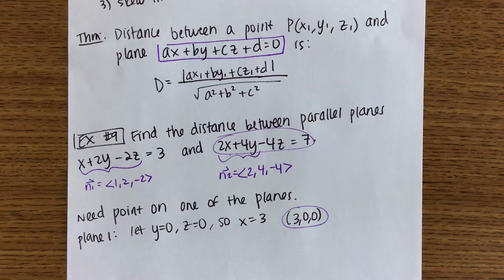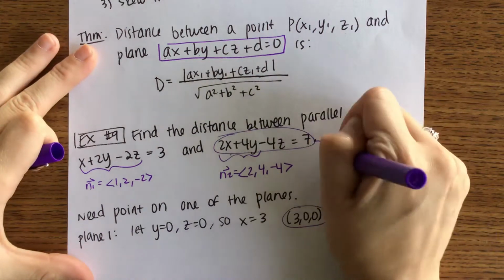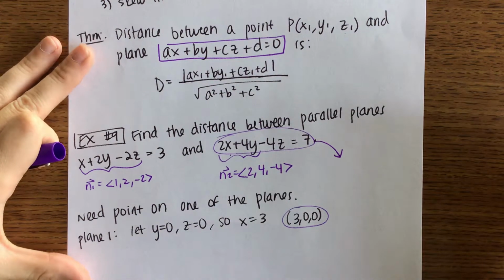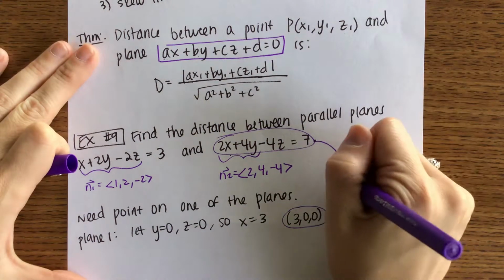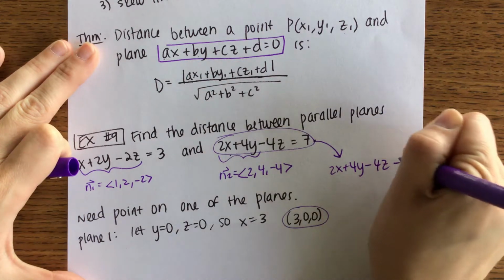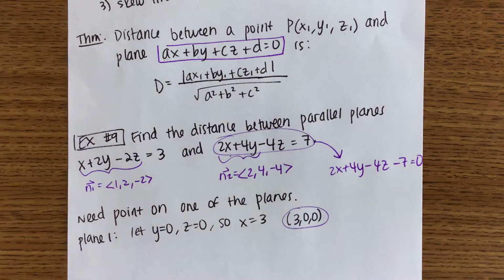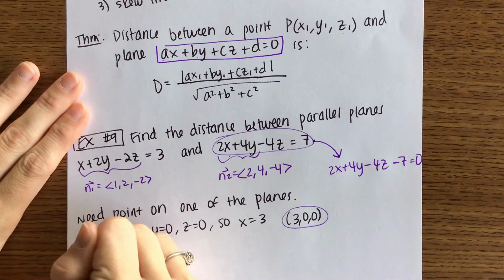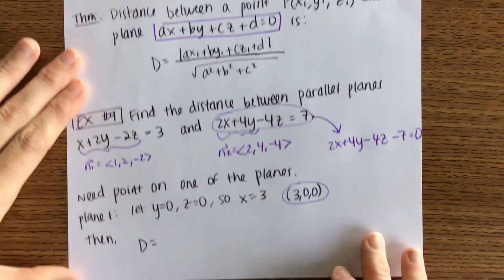We are not yet ready to use the formula. Why not? Right. Remember how I said that your plane has to be set equal to 0? Please make sure you do that before you use the formula. So this is going to be 2x plus 4y, subtract 4z, subtract 7 equals 0. Okay, now we're ready to find the distance.